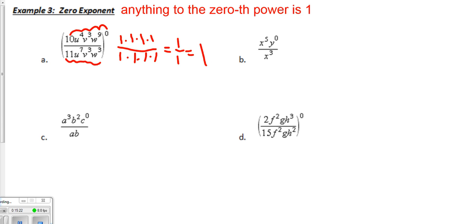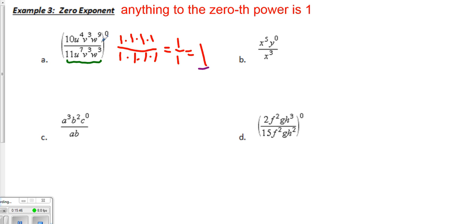A more simple way to do that is to think of this whole thing as being a number. Whatever number comes out on the inside of this parentheses, if we take that number to the 0th power, anything to the 0th power is 1. So in the end, that is our answer, just 1.